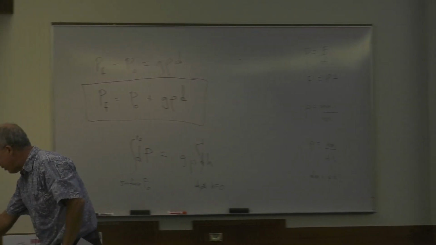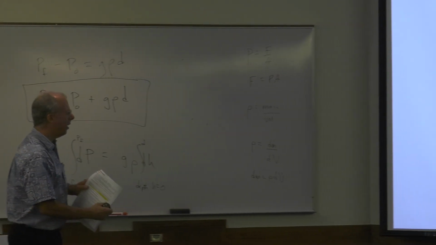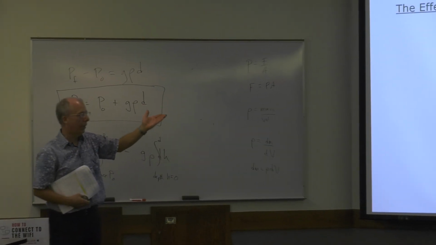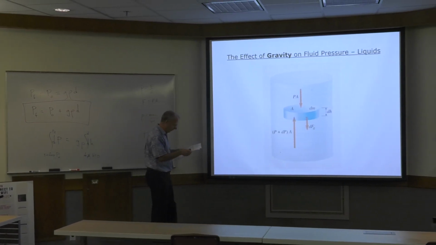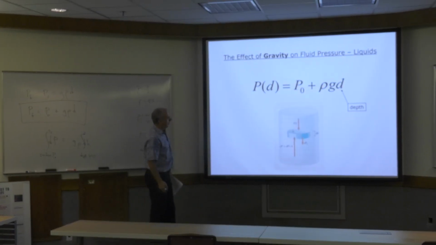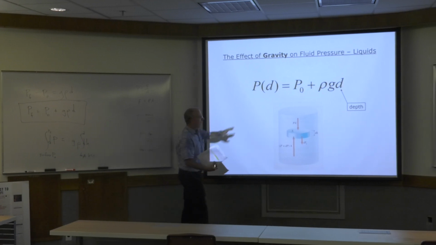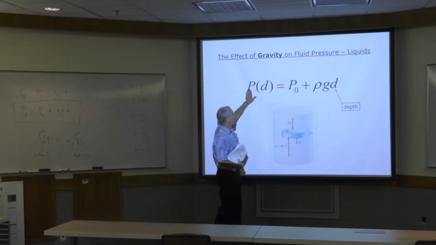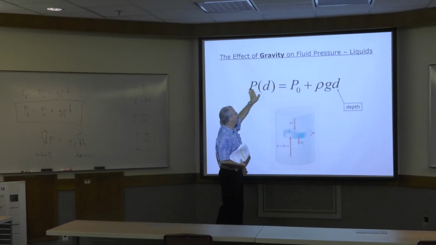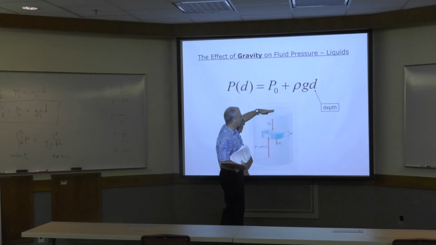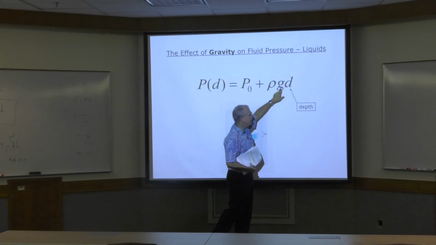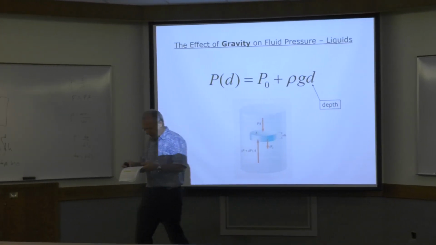Okay, now this is a big deal. There are not a lot of equations in this chapter. This is a very important equation. So let's discuss it. All right, so there it is, right? So what I mean here is the pressure is a function of D, right? Pressure varies with D. So pressure equals P0, the pressure on the top, plus rho GD, where D is depth.